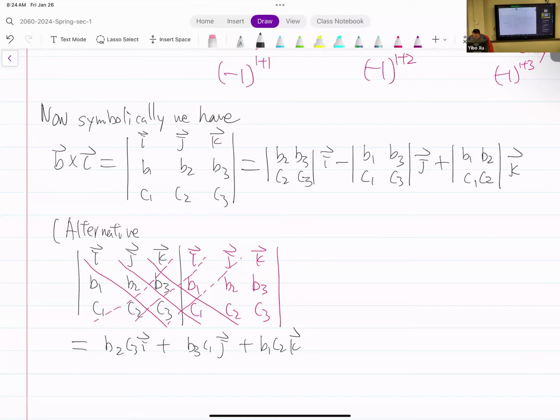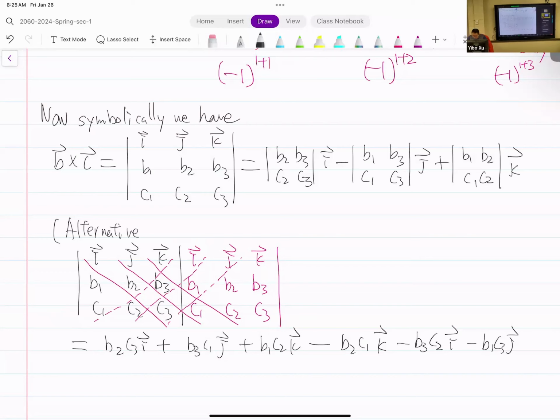Okay, so it's going to be a minus B2C1I minus B3C2. Oh, excuse me. It should be. You see, I'm trying to write according to what I have, but I made a typo, so it's okay. And then minus B1C3J. Okay.